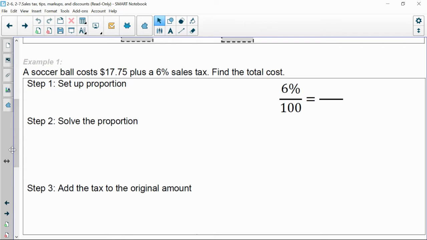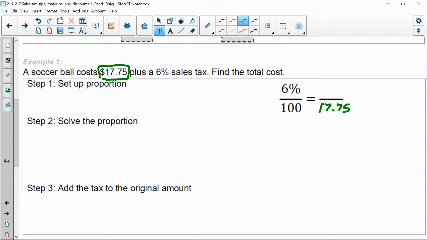Okay, so we have a couple examples. A soccer ball is $17.75 plus 6%. Find the total cost. So we're using proportions. Okay, so we're going to have 6% equals, over 100 equals, and then we have to put our part and our whole. So when you go through that, what was the original price? Well, the original price is what they gave us, $17.75. Okay, we are finding the sales tax.